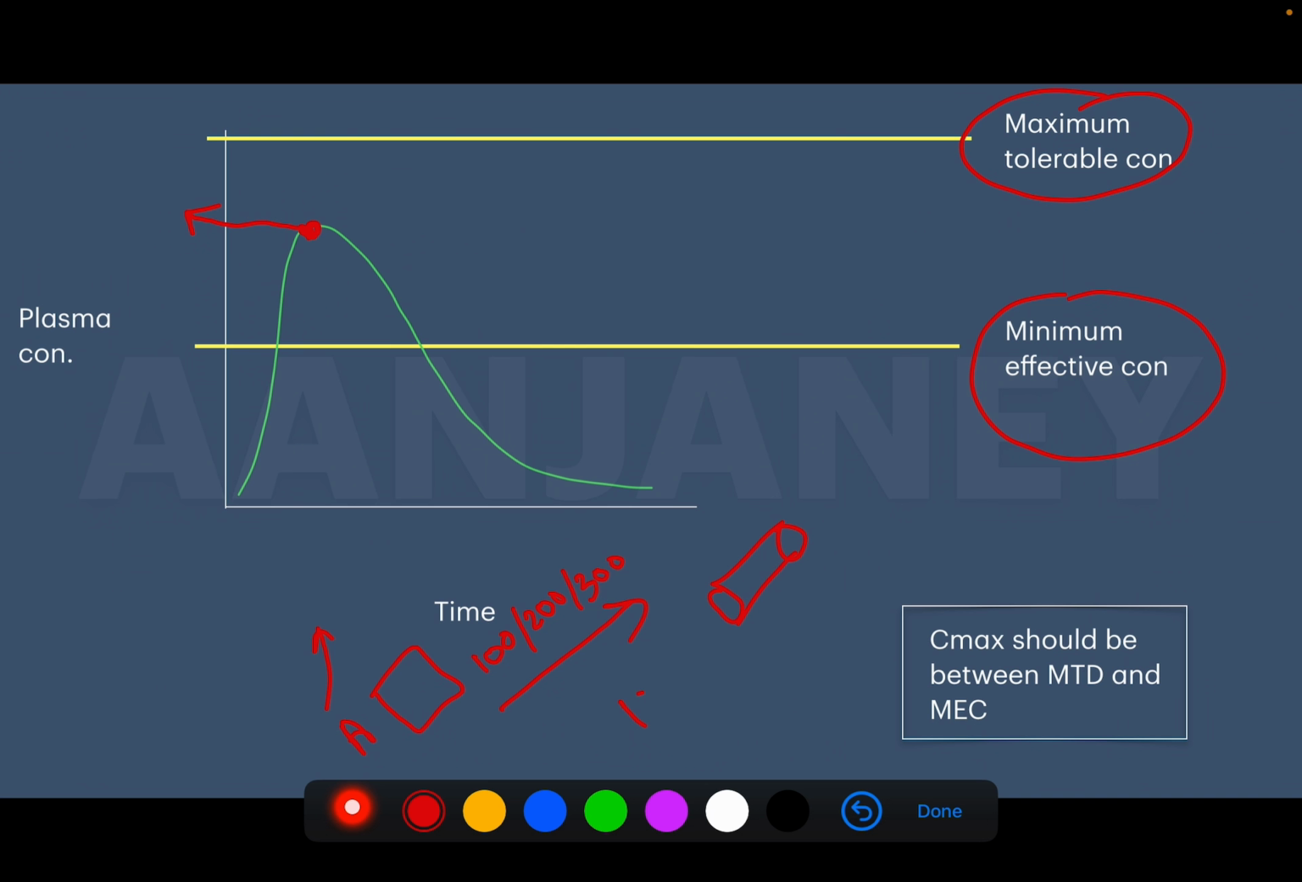So first I gave, let's say, 100 milligram of aspirin. The curve came to be this, which was below the minimum effective concentration. This drug is not going to treat your patient. Then I increased my dose to 400 milligram. Now the graph came to be this, so it is above the maximum tolerable concentration. The patient is not going to tolerate 400 milligram. So I'll have to give 300, which is in between. The peak at 300 milligram is between the maximum tolerable concentration and the minimum effective concentration. So that's all for today.